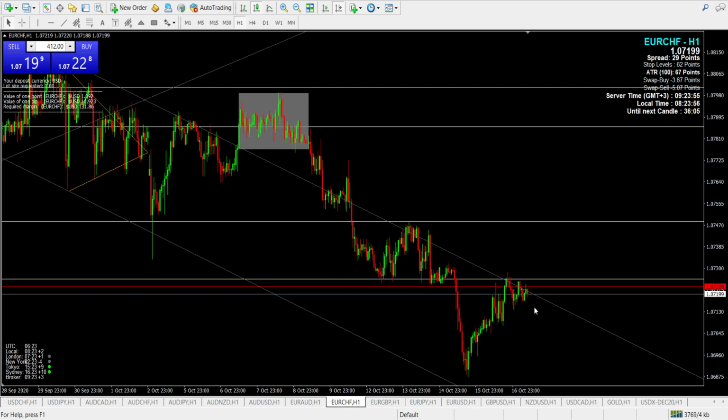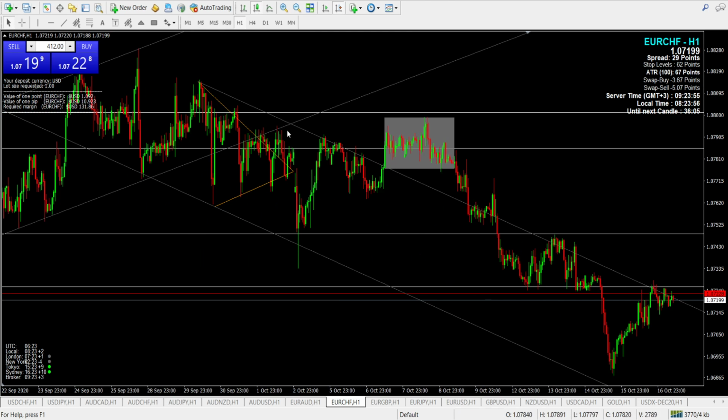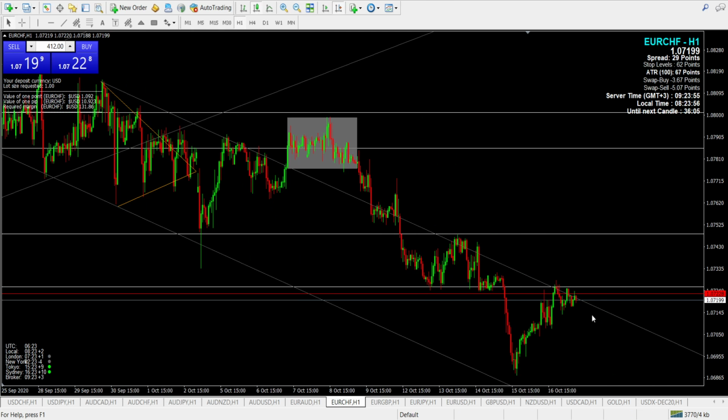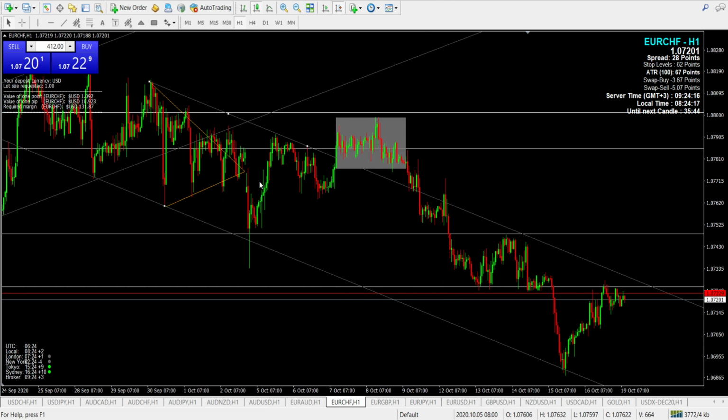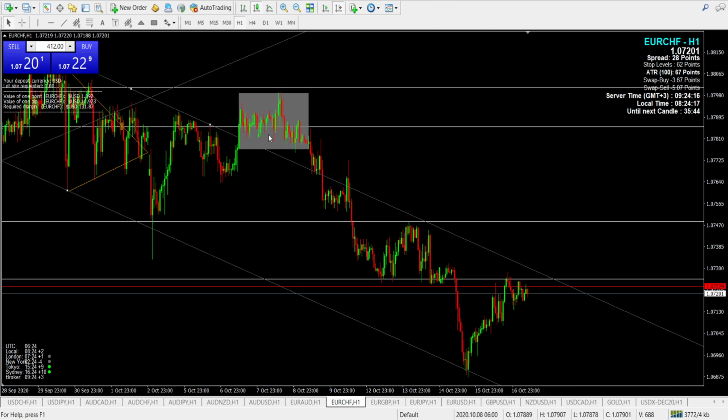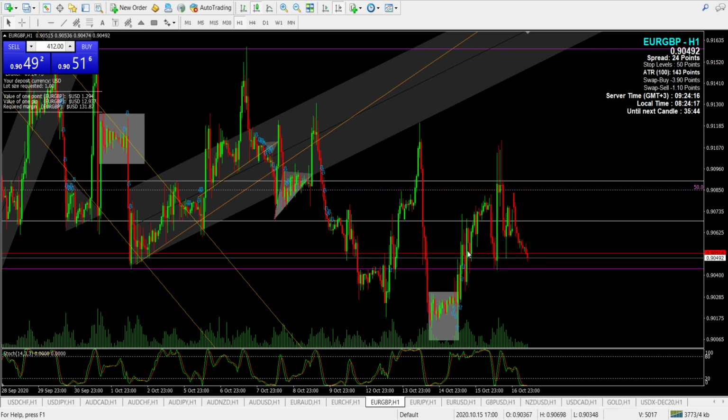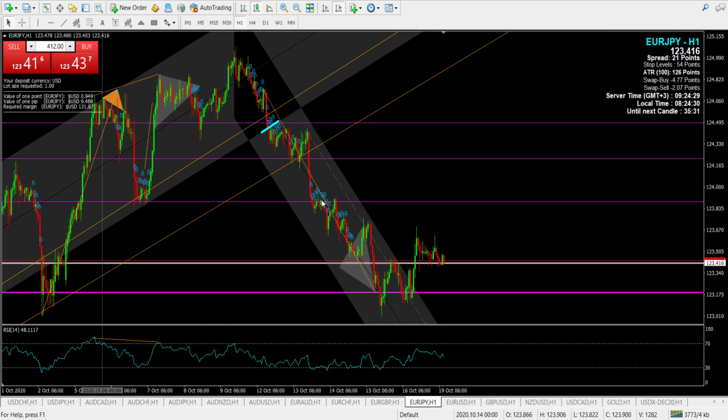Euro Swissy, it's still at that level. It's kind of up and down around the level. If you change it slightly to where it's supposed to be, you'll see it's still in the channel. So we're not at a breakout yet, but it has been fighting back. So we'll see. And this one's just been all over the place. We'll keep an eye on it.